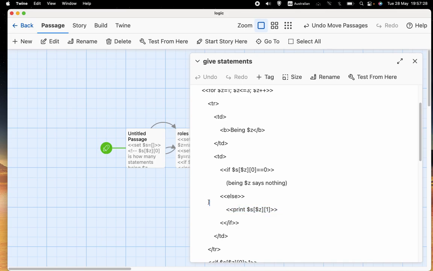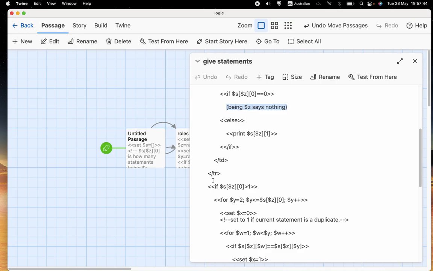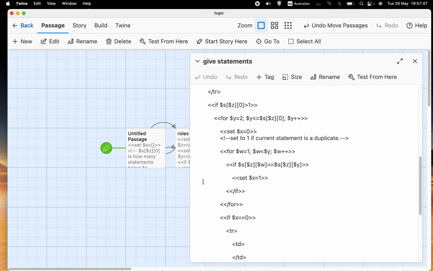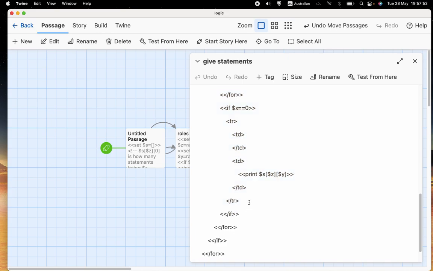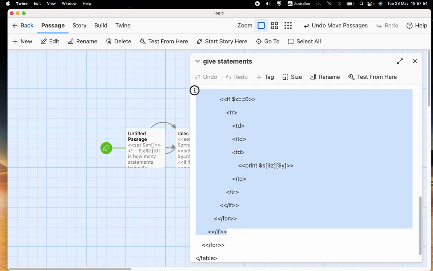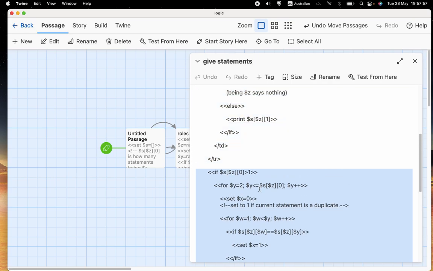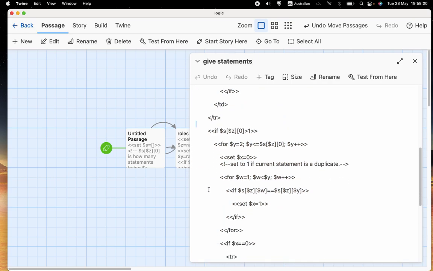So we have a row in a table where the left-hand cell has 2 columns, and the left-hand column has being 1, being 2, or being 3, and it has either their first statement or this bracket indicating that they don't have any statements. And then we end the row. And then if they have more than one statement, we do some more stuff. Sorry, it goes down to here. If SZ0 is more than 1, then we have another loop which goes from 2 to SZ0. In other words, we're dealing with all of their other statements.